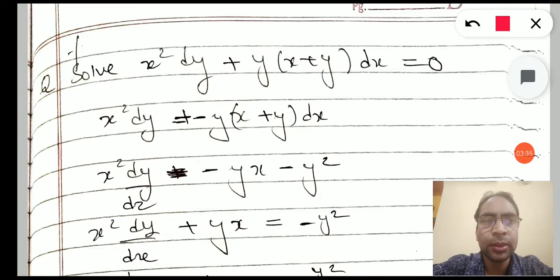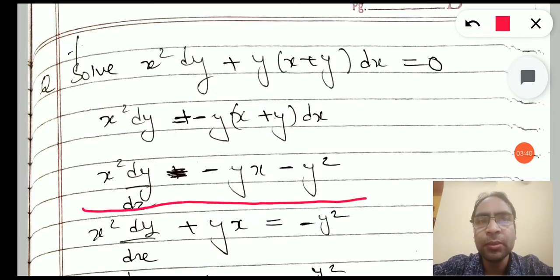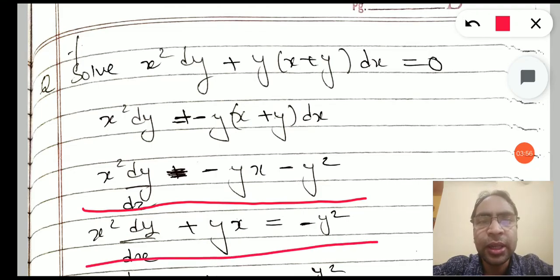So first we will write this equation in a form similar to the linear differential equation. So we can see we have converted this into dy by dx form. So this is x square dy by dx minus yx minus of y square. So finally this is x square dy by dx plus yx is equal to minus of y square. So you can see this is similar to linear differential equation, but this is not actually linear differential equation. So we need to reduce this to the linear differential equation.